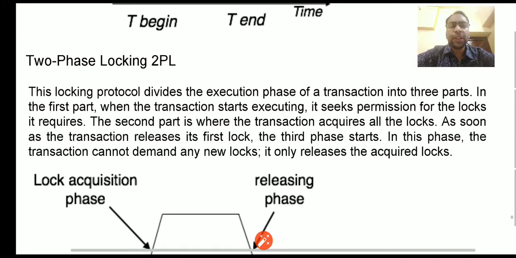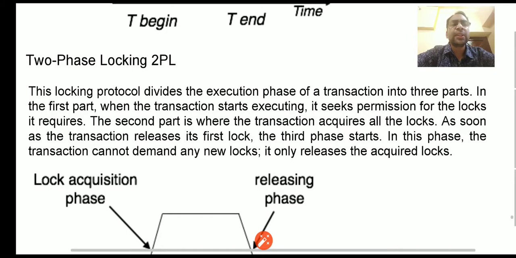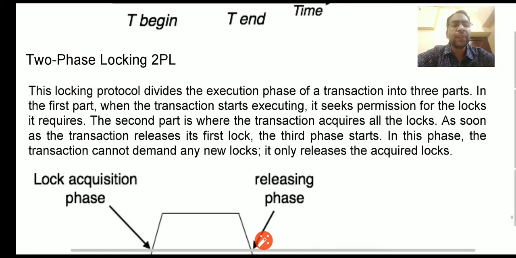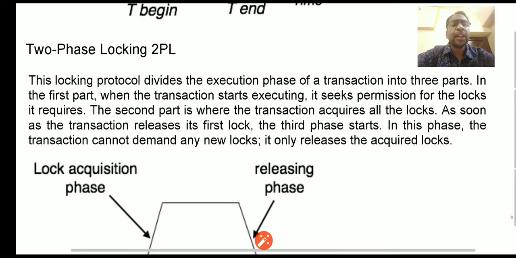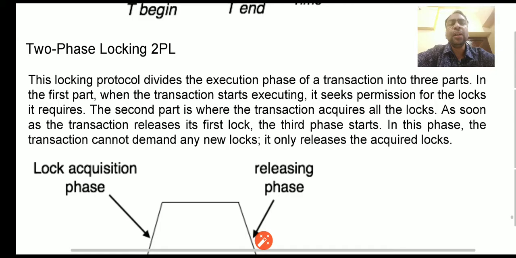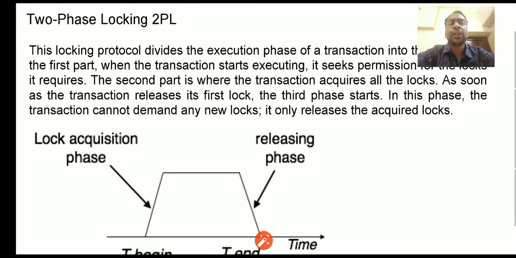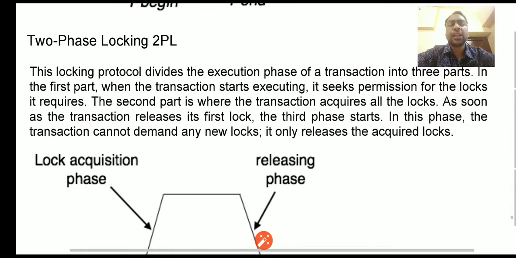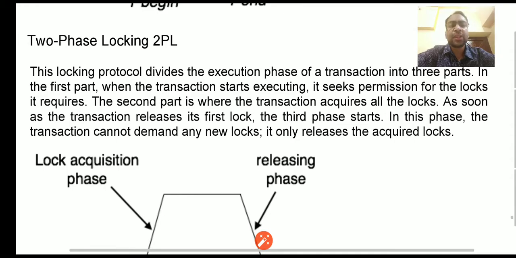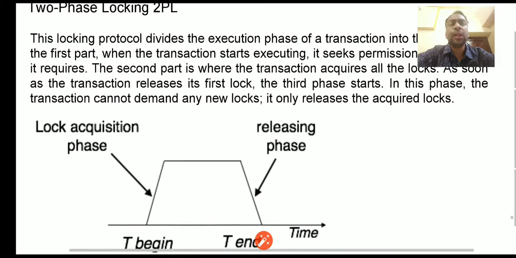So in the first part, when the transaction starts executing, it seeks permission for all the locks it requires. In the second part, the transaction acquires all the locks, and as soon as the transaction releases its first lock, the third phase starts, and in this phase the transaction cannot demand any new lock. So in the releasing phase, the transaction can only release the locks acquired by it in the first phase. So this is 2PL, 2-phase locking. In the first phase, it acquires all the locks, and in the last phase, it releases all the locks.